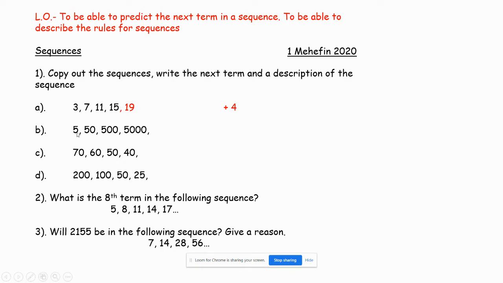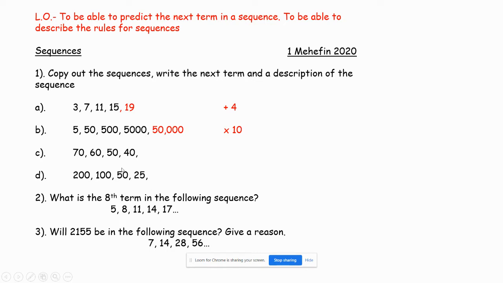Then the next one. So we're sticking an extra 0 on the end. So you can easily figure out that the next number will be 50,000. But we don't want to put "an extra 0 at the end" here. What's the actual mathematical operation that's happening? It's times by 10. So the rule is times by 10. Next one, times by 10, 500,000, 5 million, etc., etc.